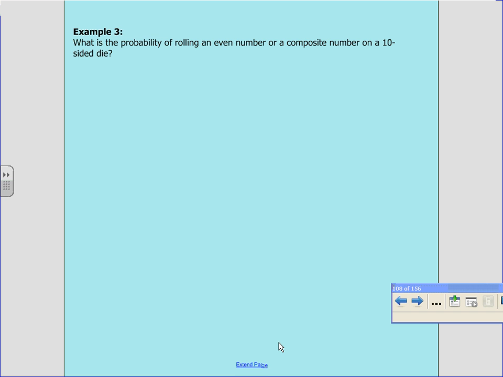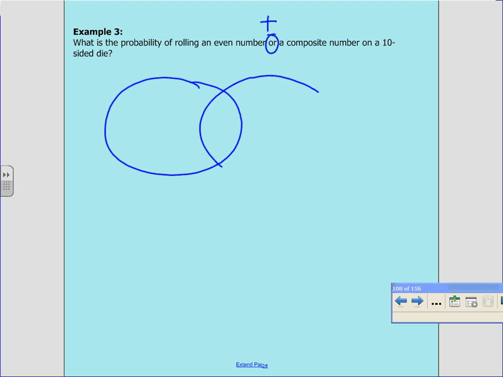All right. What is the probability of rolling an even number or a composite number on a 10-sided number cube? So what's the key word here? First question is, what's the key word, Mary? Good. And Mary, or means what? Good. Or means to add, okay? So let's make our Venn diagram, okay? And remember, guys, you only have to make a Venn diagram if it helps you. If you don't like the Venn diagrams, you don't have to.